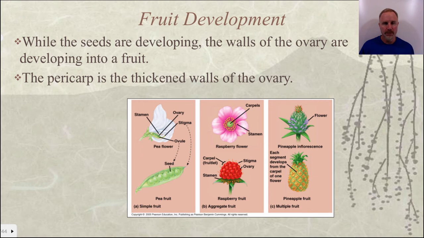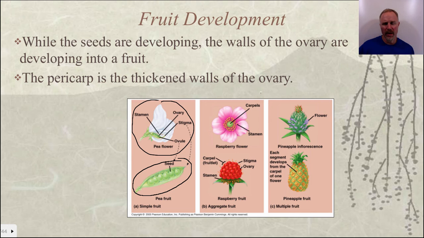Okay, so when these seeds are developing, the walls of the ovary are actually what you're eating when you're eating fruit. The thickened walls of the ovary are developing into this fruit. That's what this pericarp is. So when you're looking here, you can see here's the flower of the plant, in this pea example right here. And then you can see here, this is the ovule. And then you've got the ovary surrounding all of these eggs right here. And then you also have this stigma on the end of this thing. And this thing was formerly the flower. That's what's going to develop into the part that we're going to eat, or the part that's going to give rise to more pea plants.